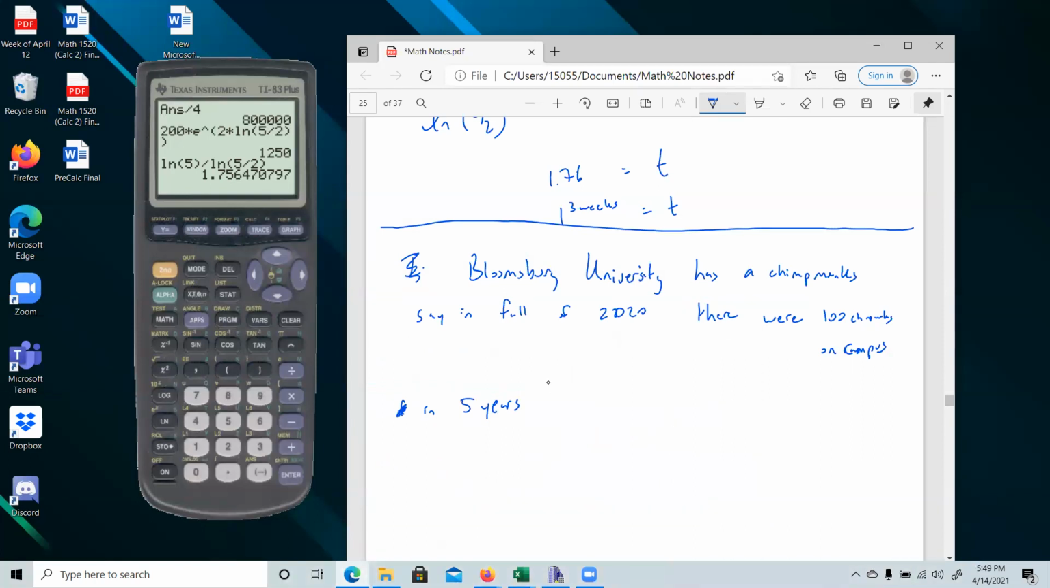In 5 years, there will be, say, 300 chipmunks. Assuming no predators, because there aren't any. Well, except for the exterminators. When will there be 500 chipmunks?